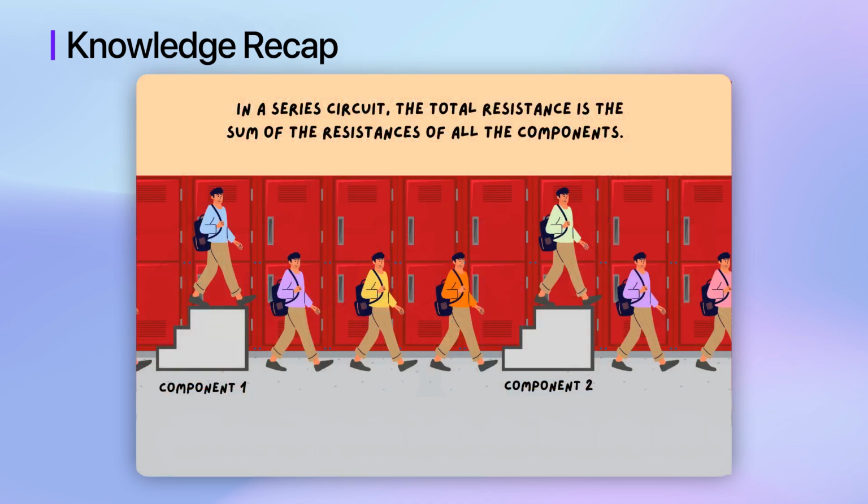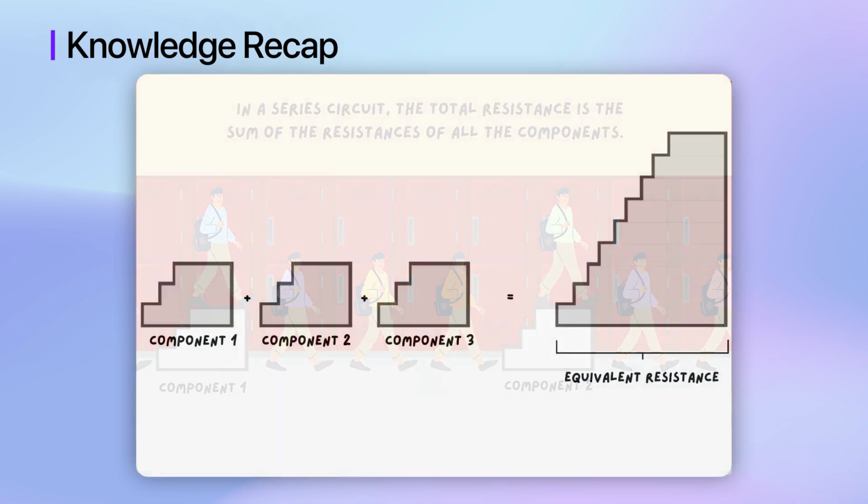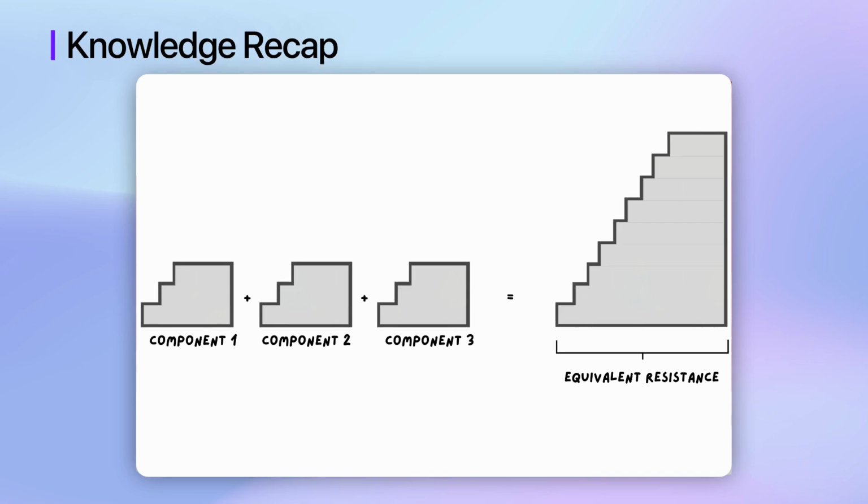Finally, we learned that the total resistance in a series circuit is the sum of the resistances of all the components, and that the idea of equivalent resistance can be used to help us understand this. Today, we will put these concepts into practice by working through some calculation problems.